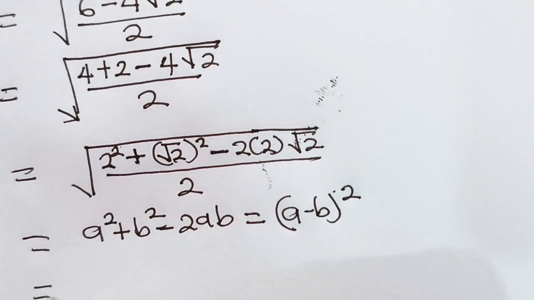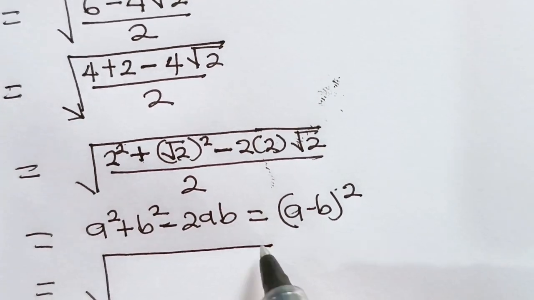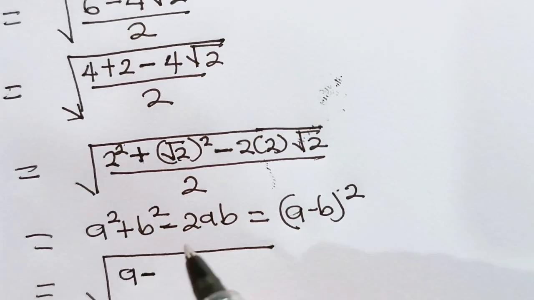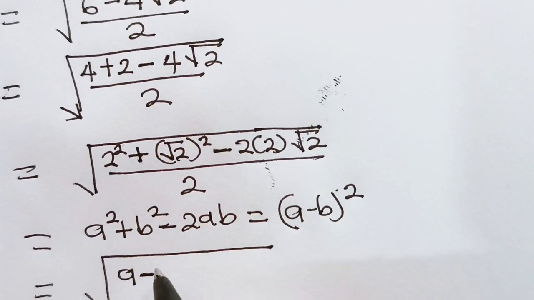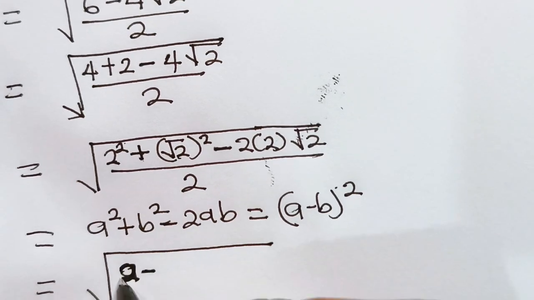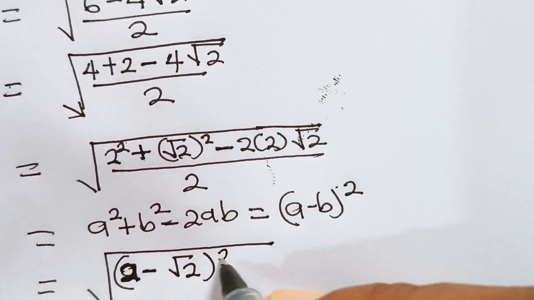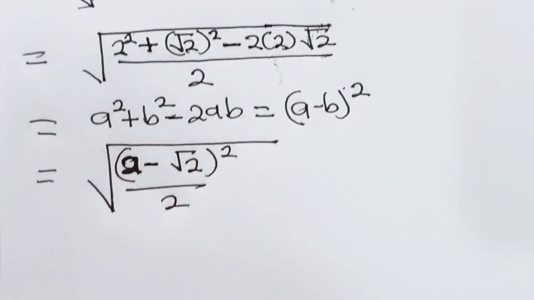So this simply means that this can be written as (a − b)² divided by 2, where a is our 2 and b is our root 2. So we have (2 − root 2) all squared divided by 2.